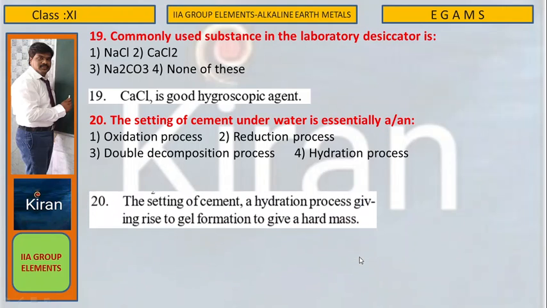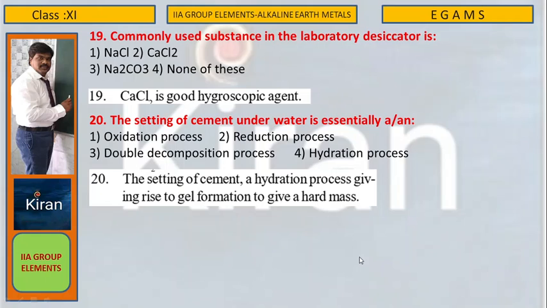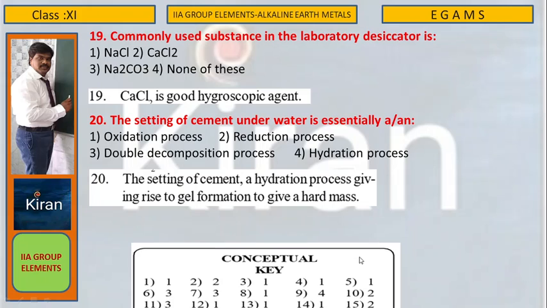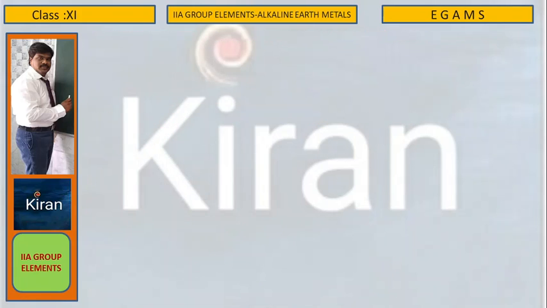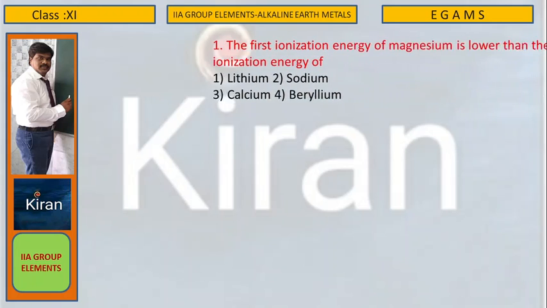The setting of cement is a hydration process giving rise to a gel formation to give a hard mass. This is about the entire topic. Now, we are going to see the level 1 questions.